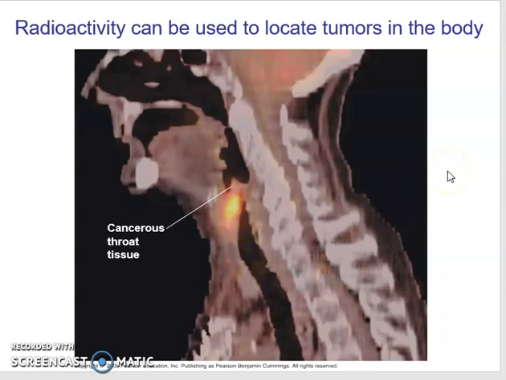How do we know that? How does this just light up on the scan, right? I mean, it's not like cancer cells are really much different than regular non-cancerous cells. Well, this person was given radioactive glucose.